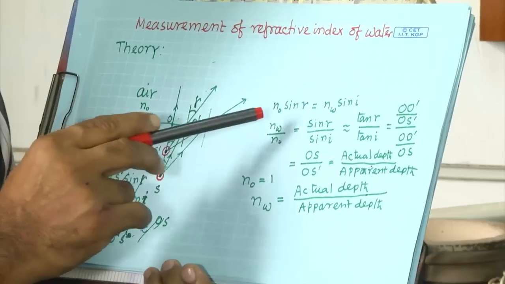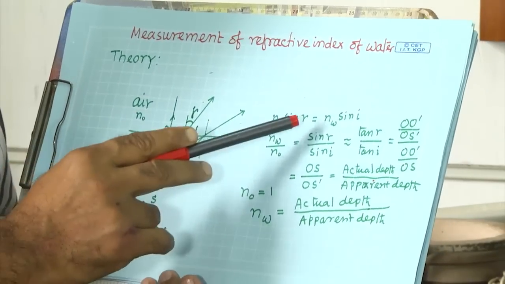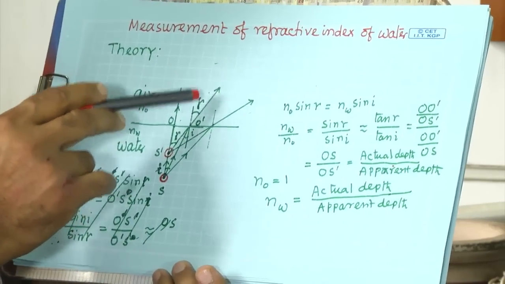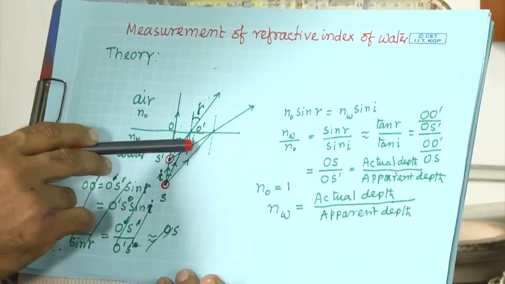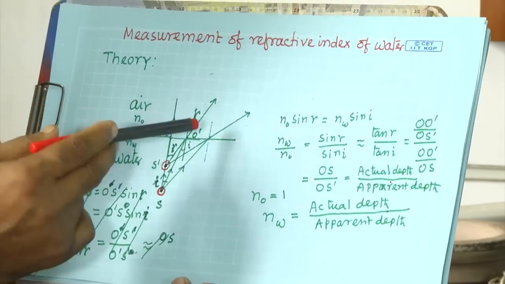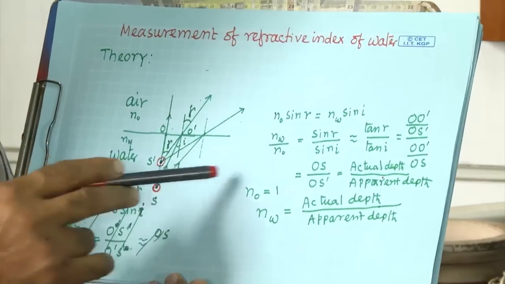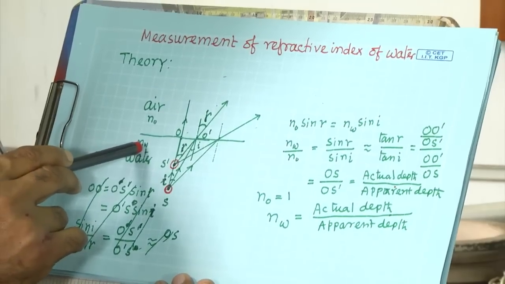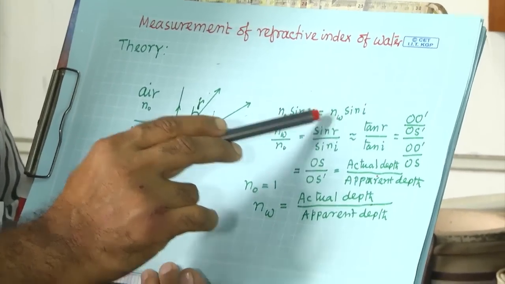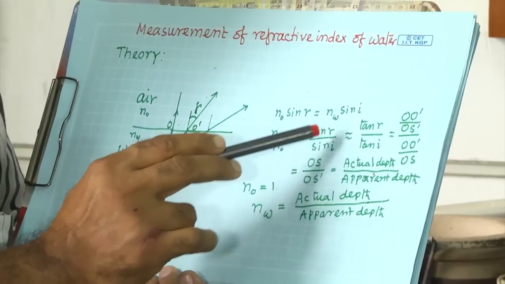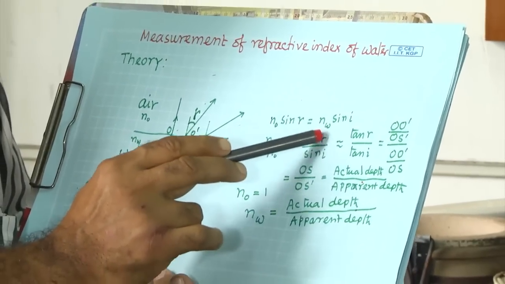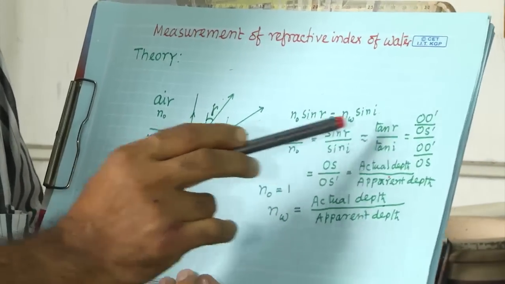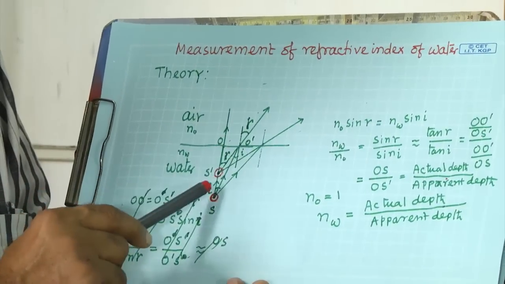Following Snell's law, you can write N0 sine R. Why have I written R? Because it is sometimes confusing, as we are habituated to defining the angle from air to water, and here it is the opposite. So N0 sine R equals NW sine I, with the incident angle here and the corresponding refractive index. So NW by N0 equals sine R by sine I. Approximately, if angles are small, you can write tan R by tan I, where this angle is R and this angle is I.